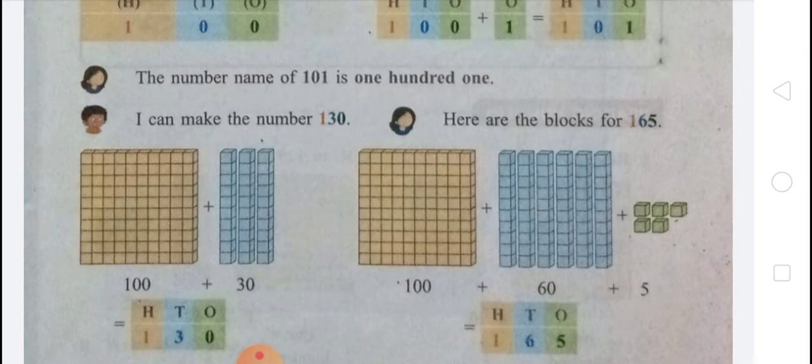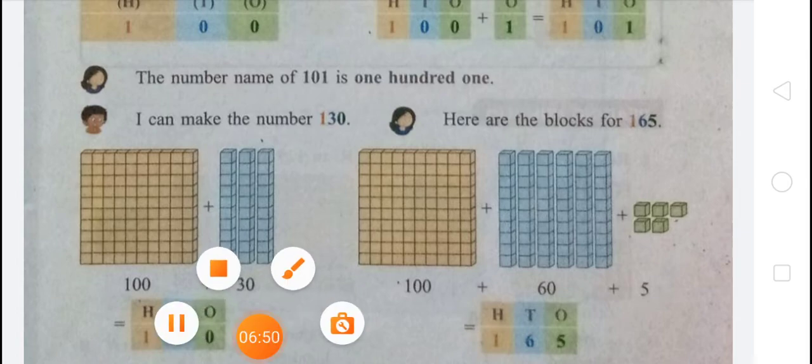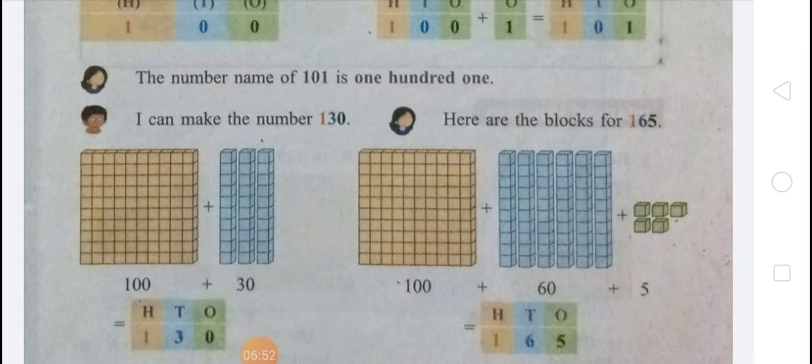And here are the blocks for 165. For 165, we have to take one block of 100, 6 blocks of 10s, and 5 single blocks. One block of 100 means 100, 6 blocks of 10s means 60, and 5 single blocks, that makes 100 plus 60 plus 5, that is 165.